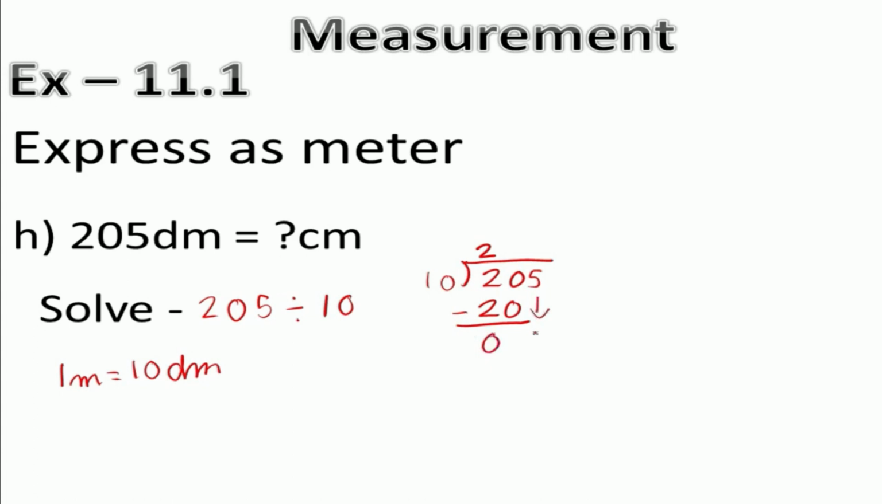We will bring down 5. There are no extra numbers, and we cannot divide 5 by 10. So we will add a 0 and then subtract 5 minus 0. We get 5. Then we will add a decimal and add a 0 here. Then we divide. 10 into 5 equals 50. We subtract and we get 0. So our answer is 20.5 meters.